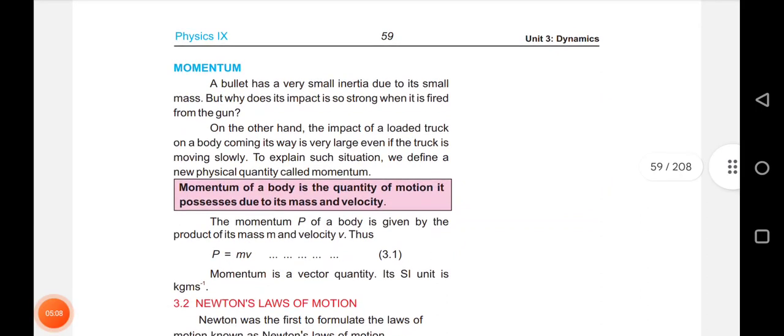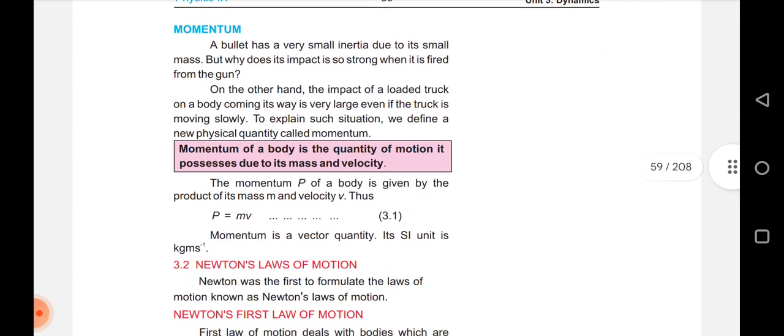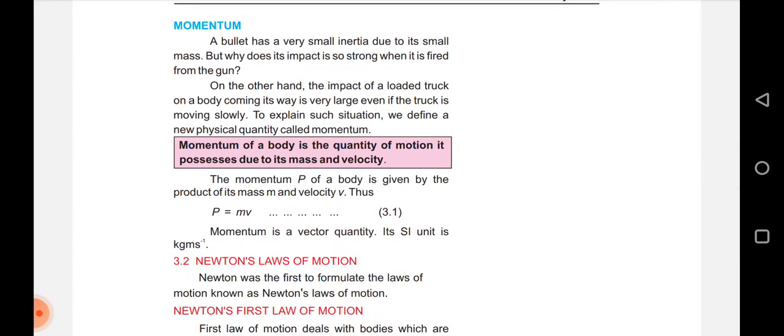Momentum. A bullet has a very small inertia due to its small mass. But why is its impact so strong when it is fired from the gun? On the other hand, the impact of a loaded truck on a body coming its way is very large, even if the truck is moving slowly. To explain such situations, we define a new physical quantity called momentum.